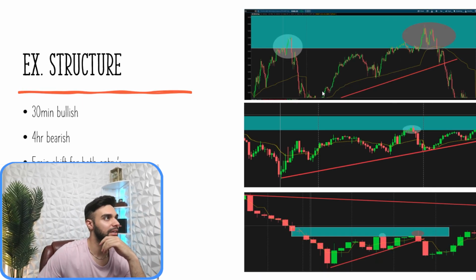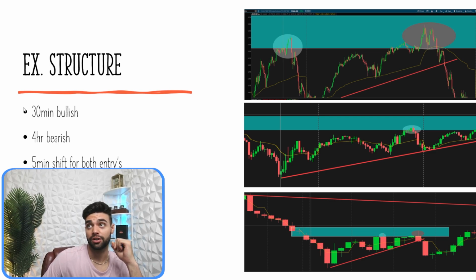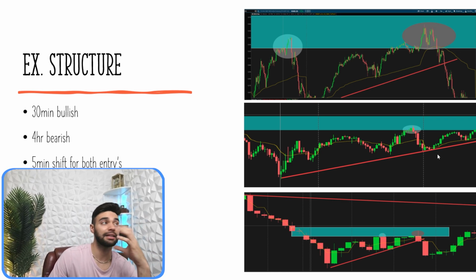What is the market structure? Let's talk about the market structure here really quickly. So the 30-minute right now is currently bullish, which is right here. The 4-hour is bearish, which is right down here. And the 5-minute shift for both of the entries. So as you can currently see here, we're uptrending. Whenever we make that new low, structure has shifted in the 5-minute chart, making it an A+ setup potentially, right? If we get in after the structure shift.